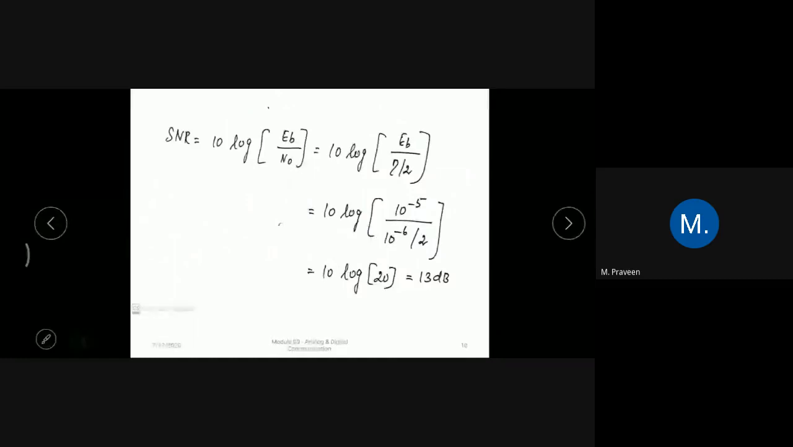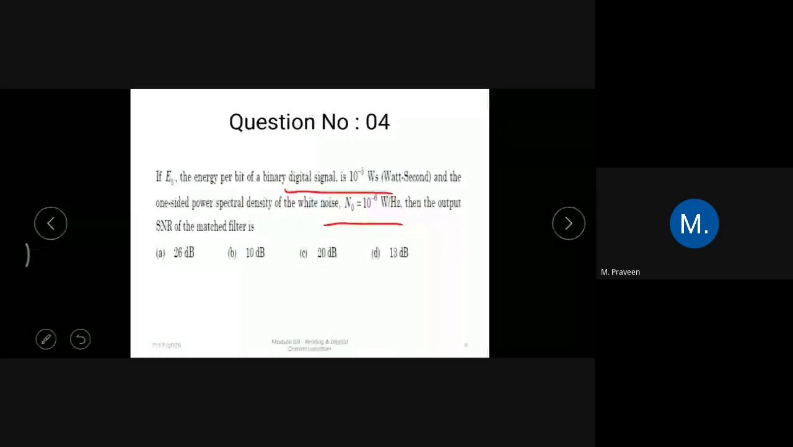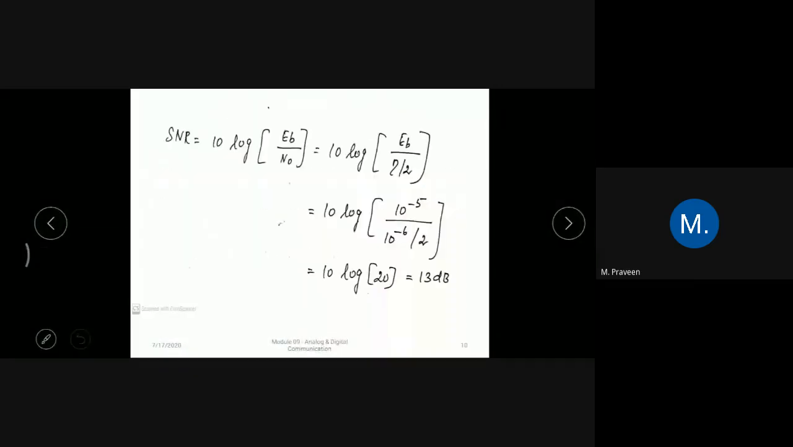Then if I simplify these values, I get 10 log of 20. Log 20 is 1.3, times 10, that is 13 dB. So the output of the matched filter is 13 dB. The important formula to know here is signal to noise ratio is 10 log of EB divided by eta by 2, where EB is energy per bit and eta is noise power.